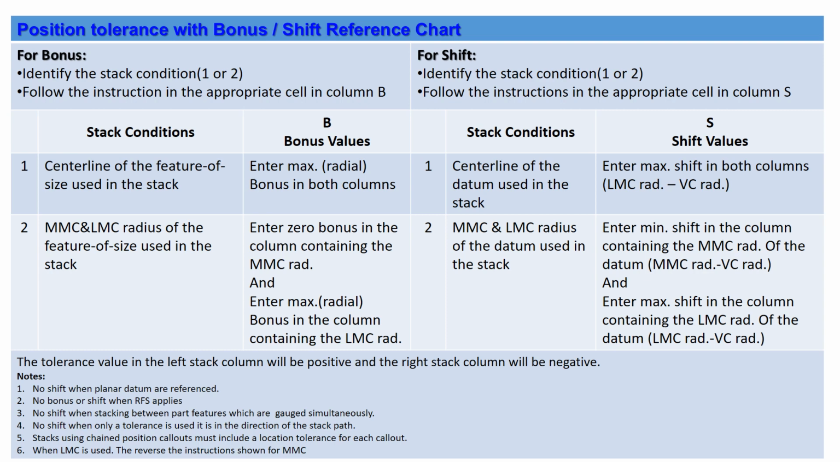And for shift, condition number 1: central line of the datum used in the stack, enter the maximum shift in both columns. Condition 2: MMC and LMC radius of the datum used in the stack. Enter a minimum shift in the column containing the MMC radius of the datum, MMC radius minus VC radius, and enter the shift in the column containing the LMC radius of the datum, LMC minus VC radius.